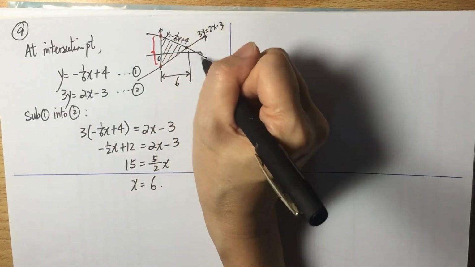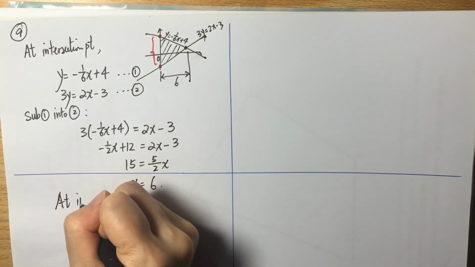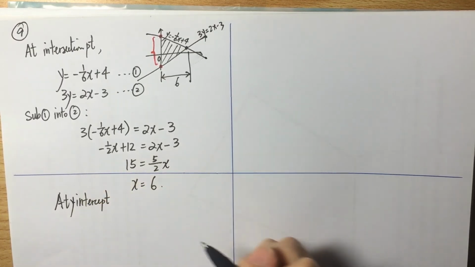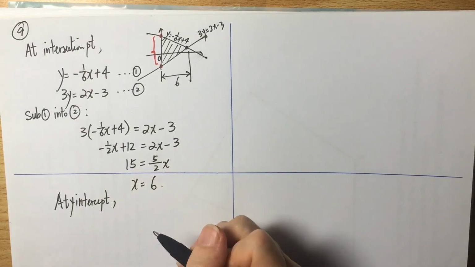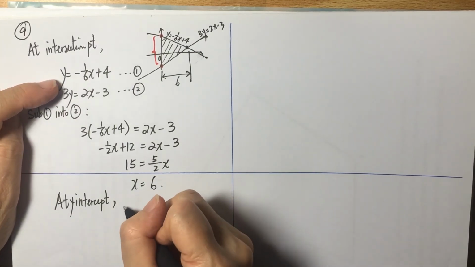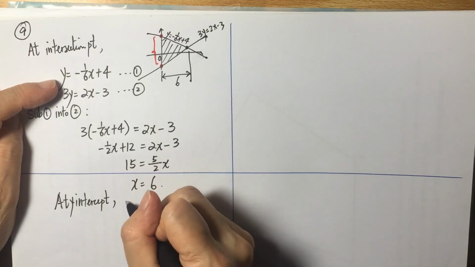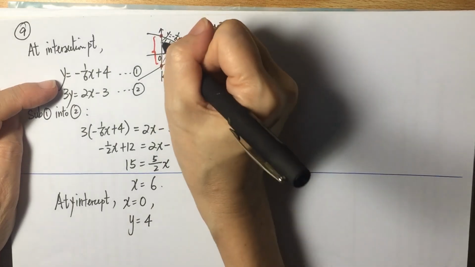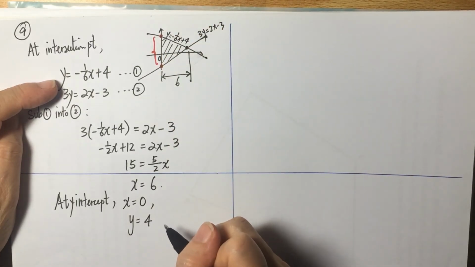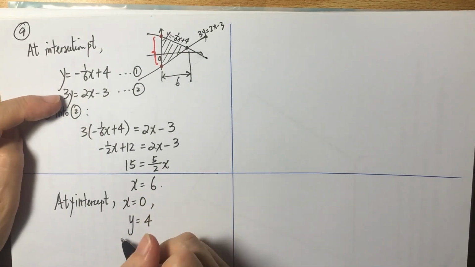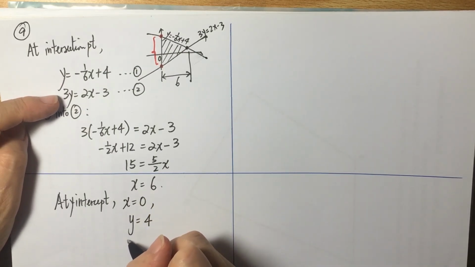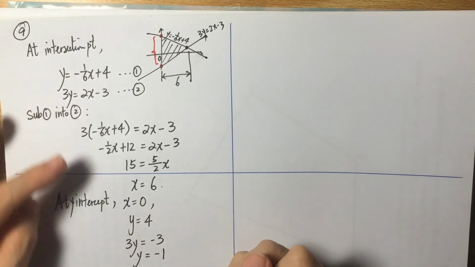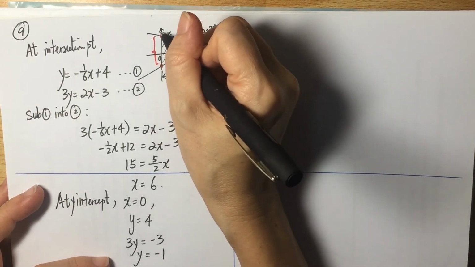Next, I want to find out the intercepts. I'm referring to the y-intercept. At the y-intercept, let me look at the first equation here. At the y-intercept, x equals 0. So therefore, y will be equal to 4. So this will be one point, which is y equals 4. And then also, when I put x equals 0, I will have 3y equals negative 3. So y will be negative 1. So I know this point is negative 1, this point is 4.